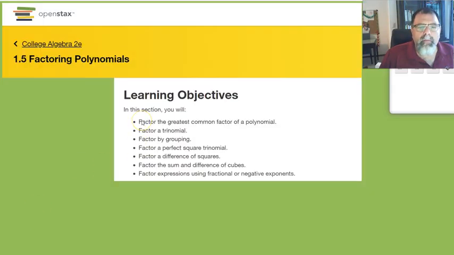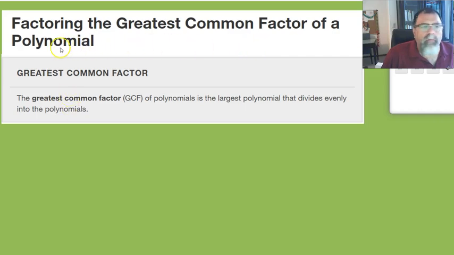Let's get started with the first learning objective, factor the greatest common factor of a polynomial. Factoring the greatest common factor of a polynomial. So we start with the definition of a greatest common factor for a polynomial. It is the largest polynomial that divides evenly into the polynomial.